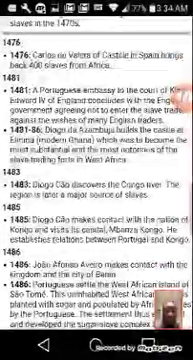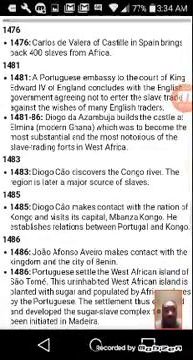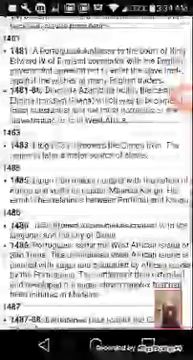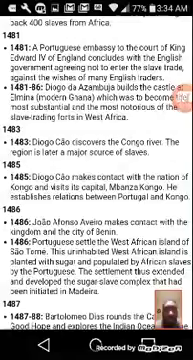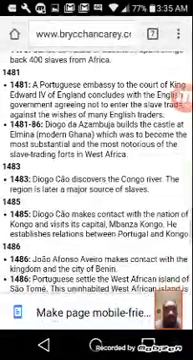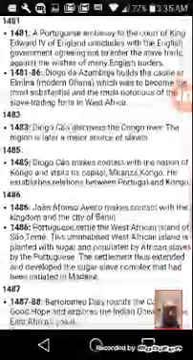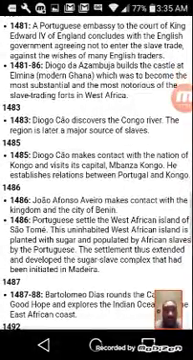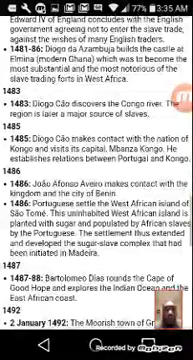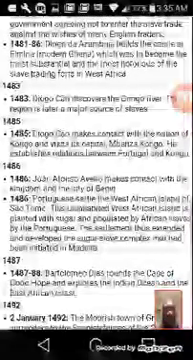1481, a Portuguese embassy to the court of King Edward IV of England concludes with the English government agreeing not to enter the slave trade, against the wishes of many English traders. 1481 to 86, Diogo de Azambuja builds the castle at Elmina, modern Ghana, which would become one of the most substantial and most notorious slave trading forts in West Africa.